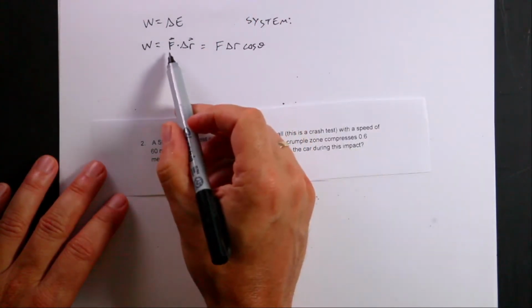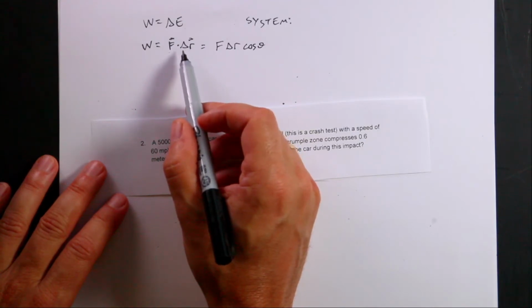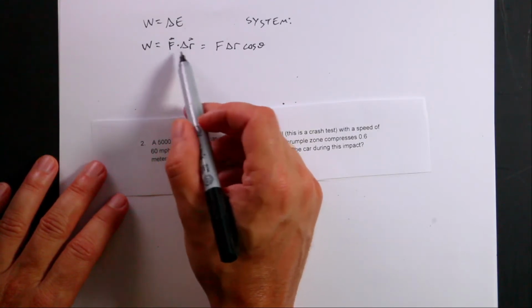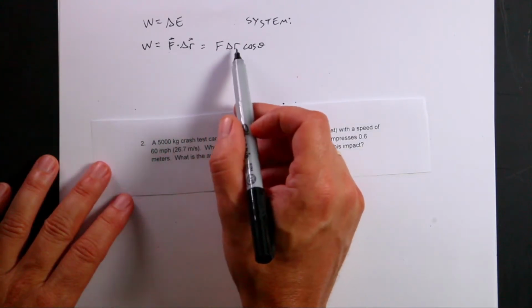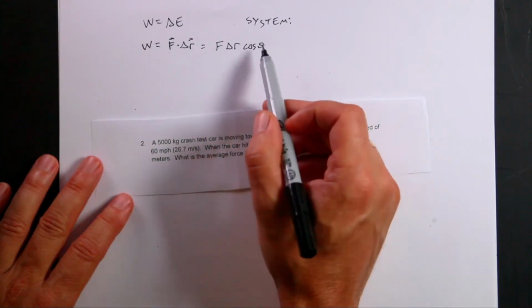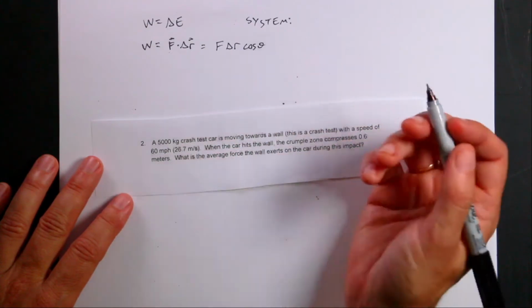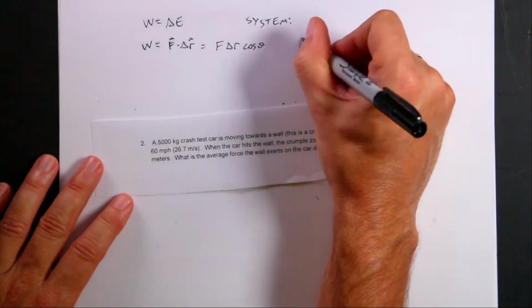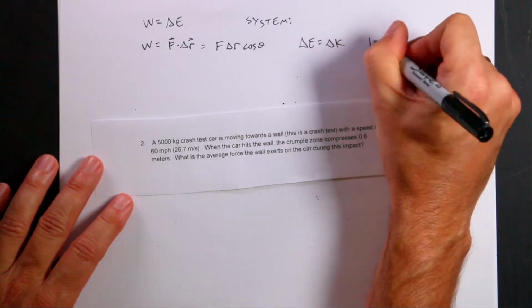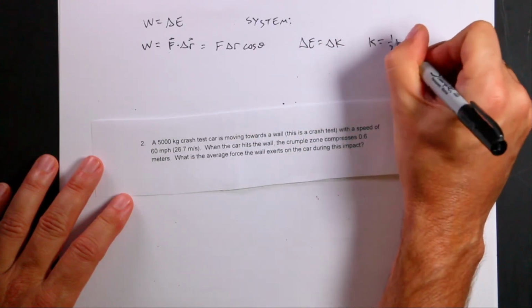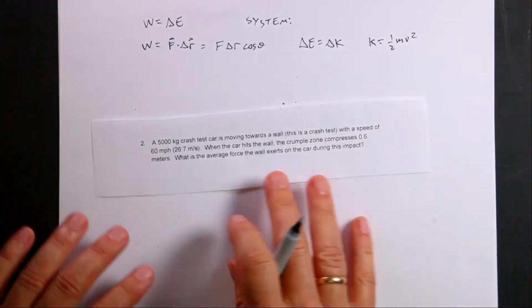Then I can say work is F dot delta R equals F delta R cosine theta. So this is the force, and that's the displacement of how far that object moved with that force, and this is the dot product. One way to do the dot product is to take the magnitude of the force, the magnitude of the displacement, and the cosine of the angle between them. And then in most cases, the change in energy is going to be a change in kinetic energy, where kinetic energy is 1/2 mv squared. Okay, let's get to the problem.